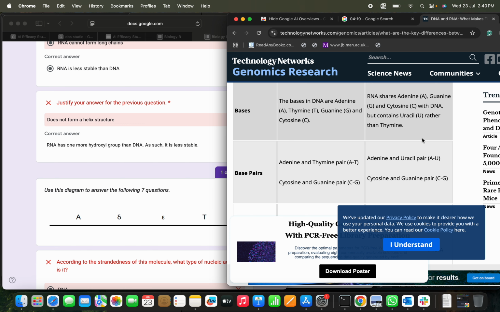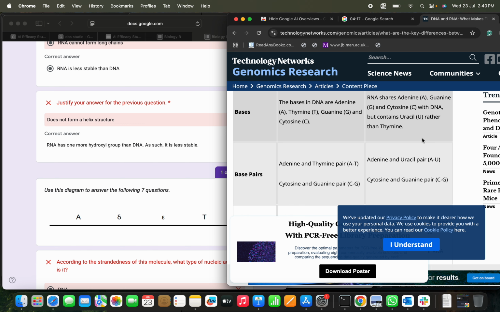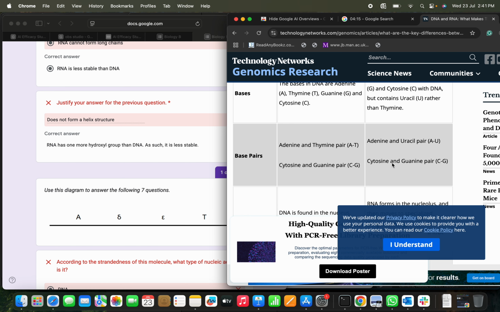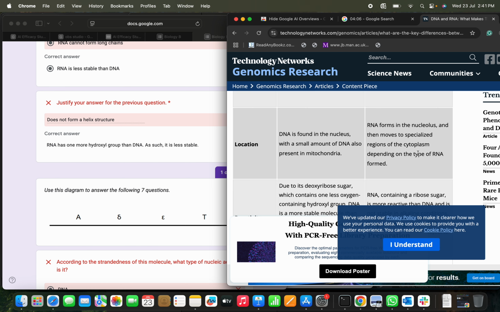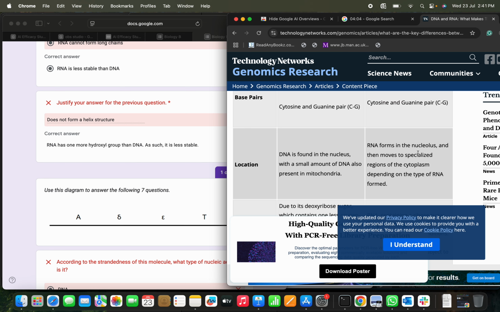Adenine, guanine, cytosine, and thymine. Thymine pairs only with adenine. So base pairs are AT, CG. I have no idea. Okay, A and T, A and U, and C and G. I think that's the best way I can remember.